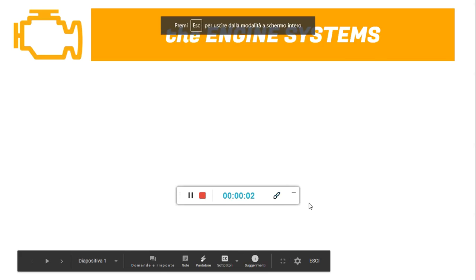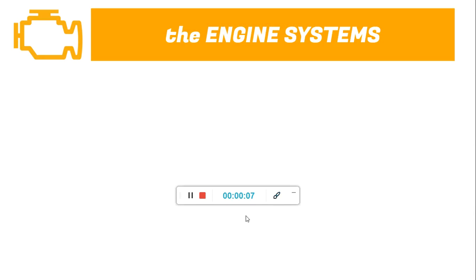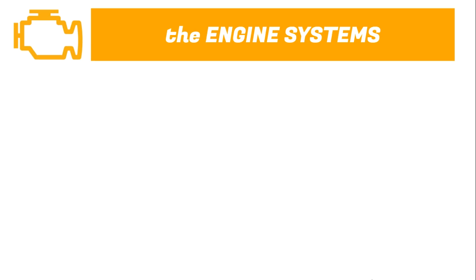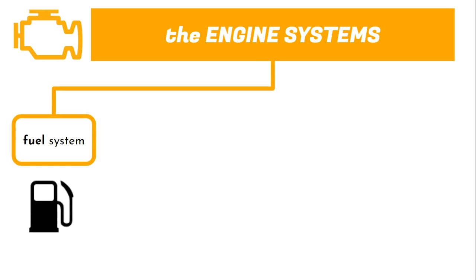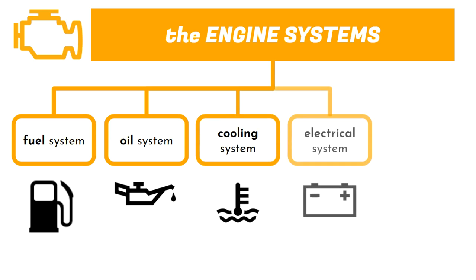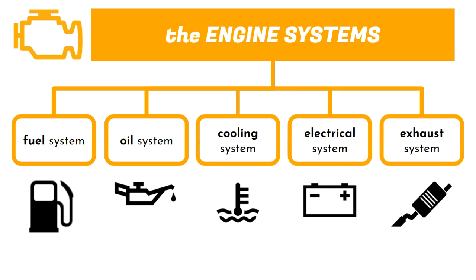Good morning. Today I'm going to present to you the engine systems, which is something you needed to read for today. So I'm just going to go through it together with you so that I may possibly clear any doubts or questions you might have. So the engine systems are basically five. First of all, the fuel system, then the oil system, the cooling system, the electrical system, and the exhaust system, as you have read from the photocopy from the PDF.